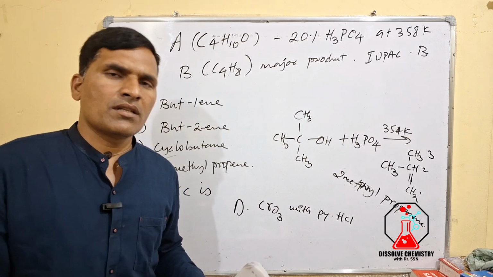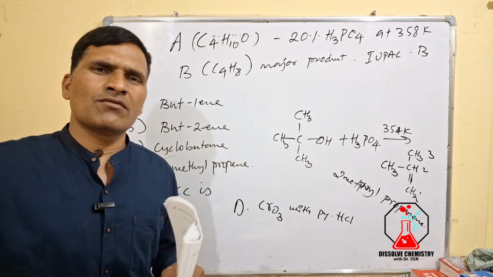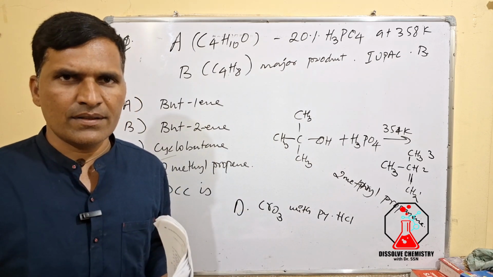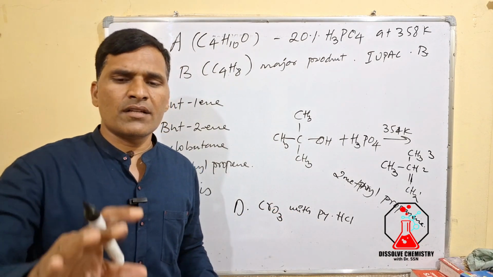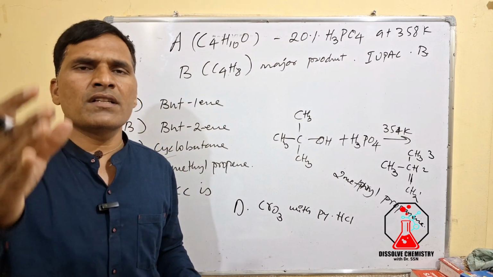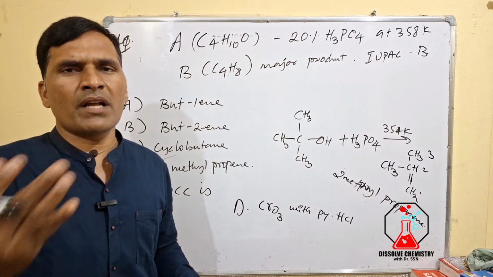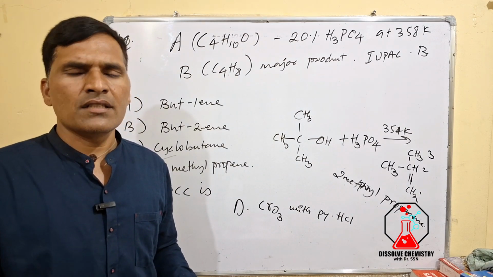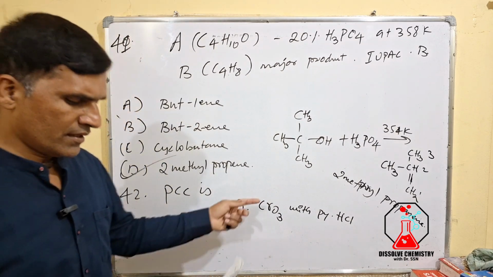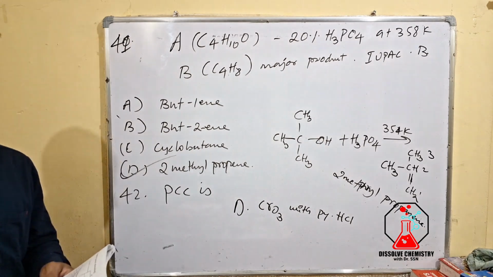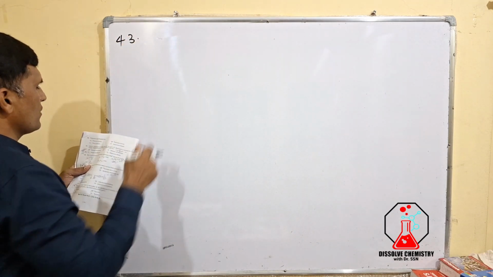When you use potassium permanganate or potassium dichromate, oxidation will end up with aldehydes as well as carboxylic acids. Whereas when you use PCC, the oxidation will stop at the aldehyde only or the ketone only. If you use a primary alcohol, you will get aldehydes. If you use a secondary alcohol, you will get ketones with this reagent. So this is all about the 42nd question. Let us move on to the 43rd question.